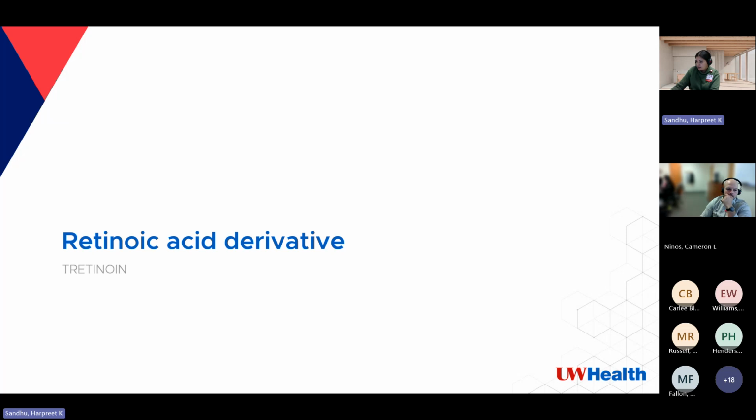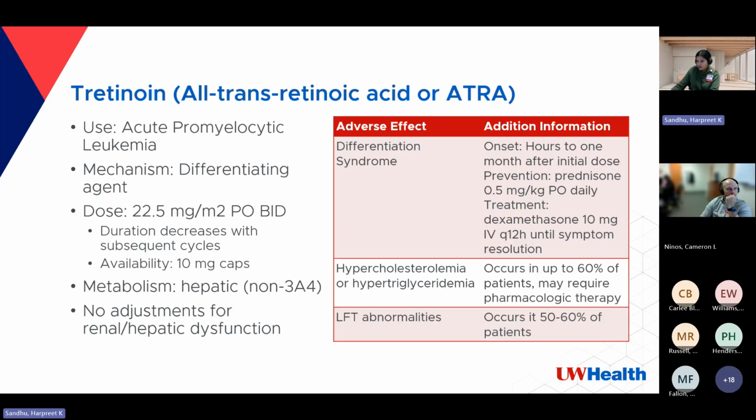Retinoic acid derivatives, that would really just be tretinoin. So tretinoin, also referred to as all-trans retinoic acid or ATRA. I think we very commonly use ATRA to refer to tretinoin. This is used in APML. The mechanism is that this is a differentiating agent. It is dosed based on BSA, so it is twice a day. The duration does decrease with subsequent cycles, and these are available in 10 milligram capsules.